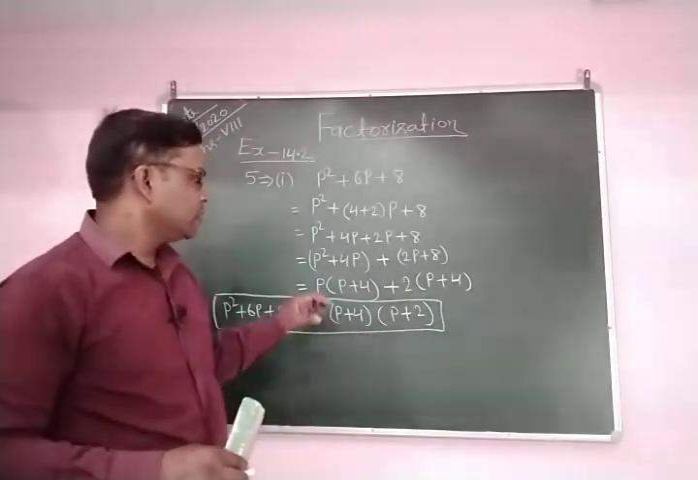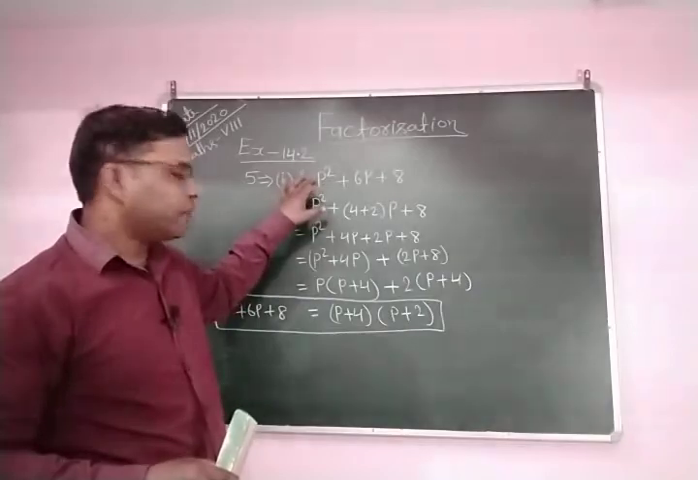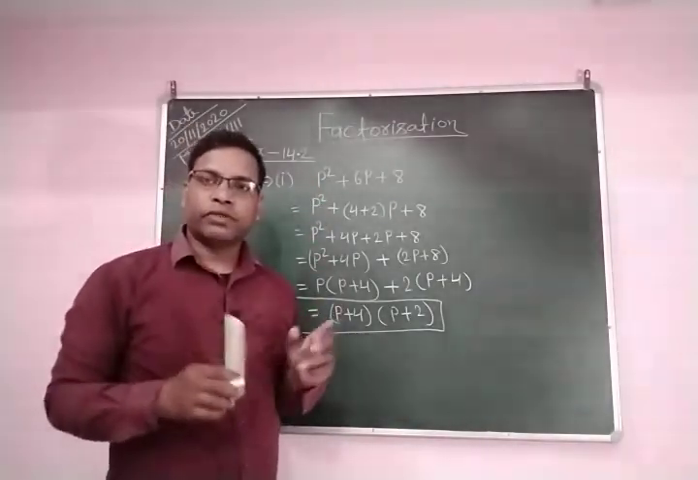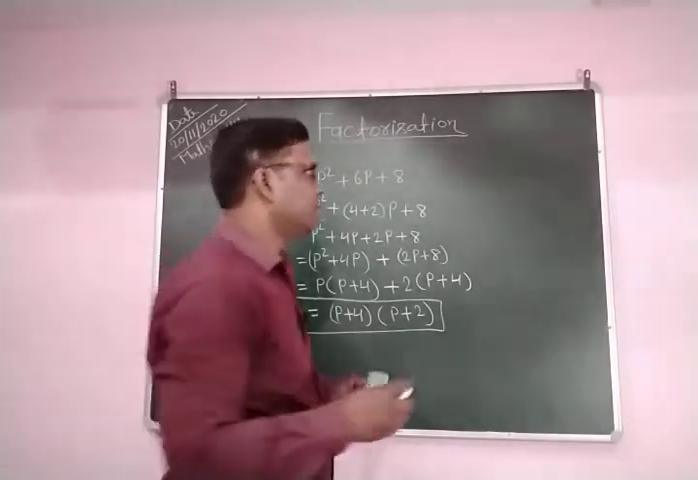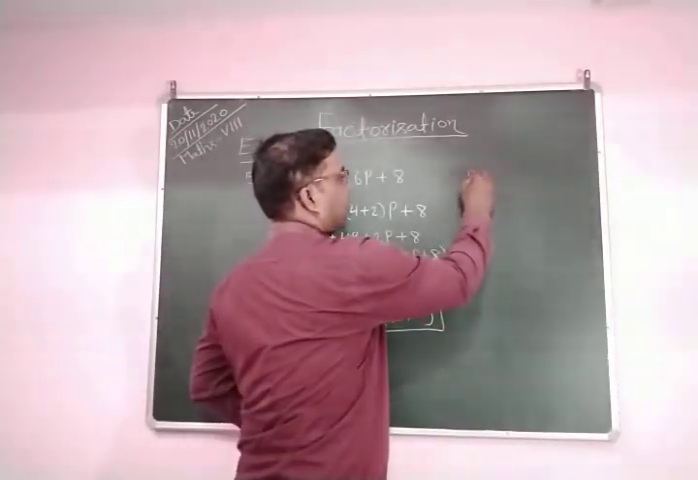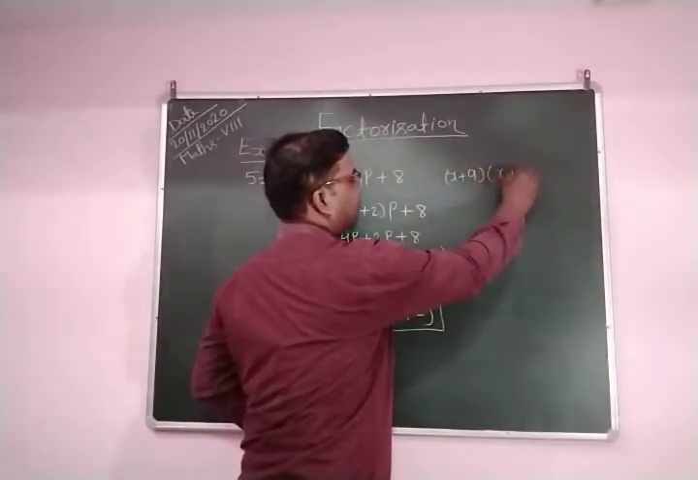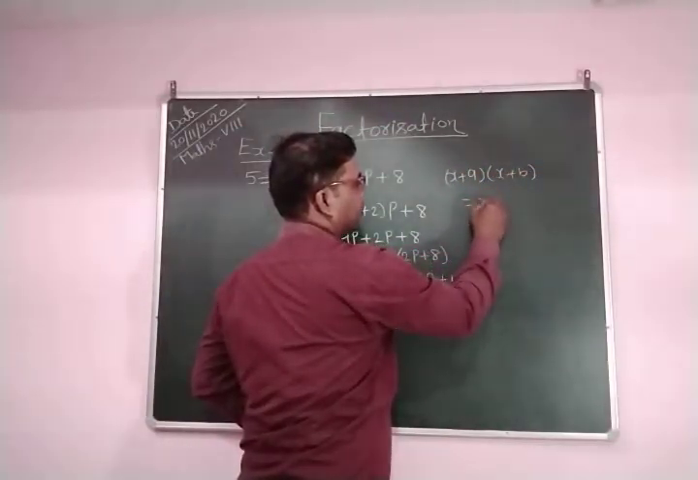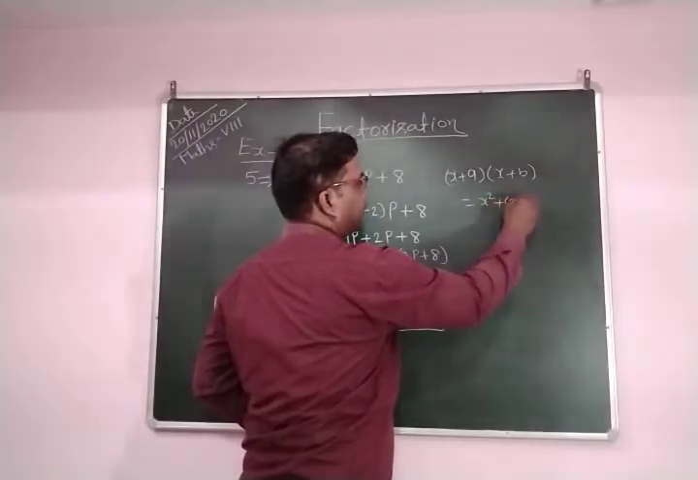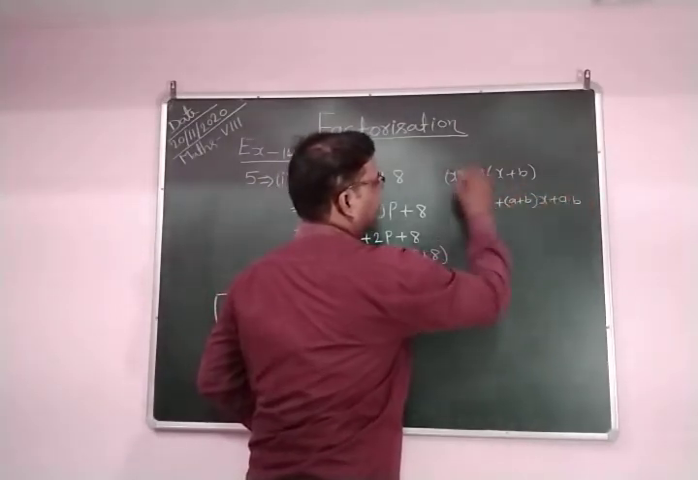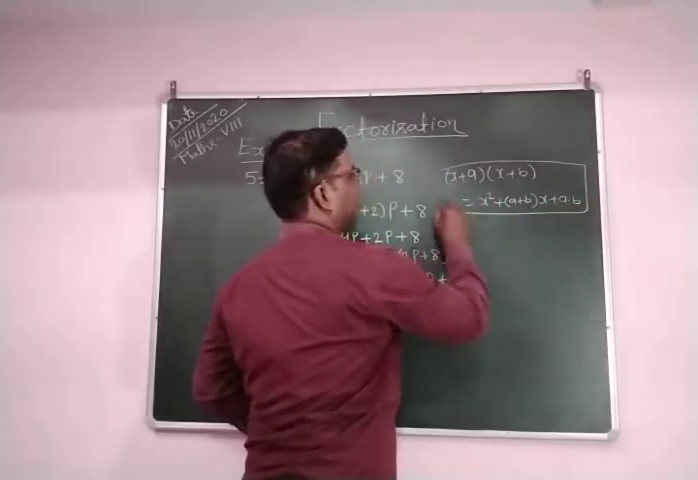Clear? So in this expression we needed to find its factorization. For this we used the fourth identity. What is the fourth identity? The fourth identity is (x plus a) into (x plus b) is equal to x square plus (a plus b) x plus a into b. Okay, this is the fourth identity.